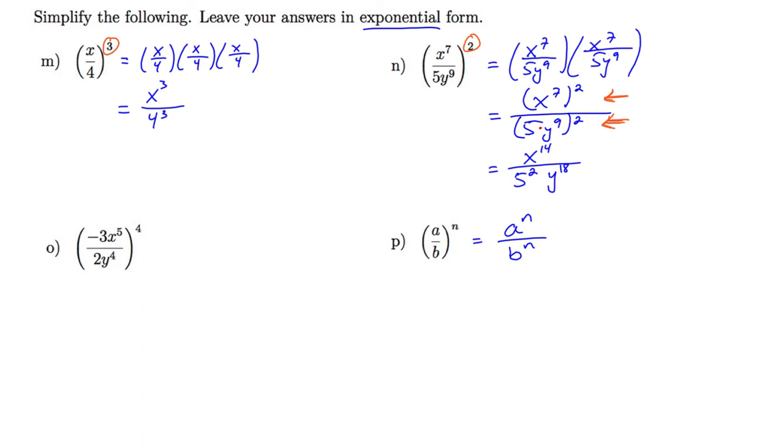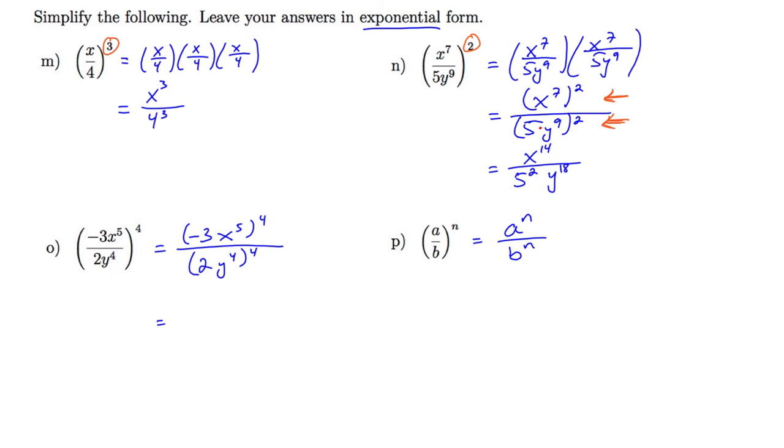Now let's jump to part O and see how this works out with this expression. So our quotient is negative 3x to the 5th over 2y to the 4th in parentheses raised to the 4th power. The first thing we're going to do is apply that outer exponent of 4 to the entire numerator and separately to the entire denominator. So up in the numerator, we'll have negative 3x to the 5th in parentheses to the 4th power, and in the denominator, 2y to the 4th in parentheses to the 4th power.